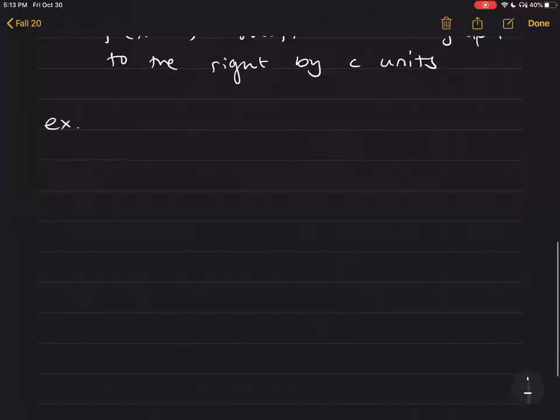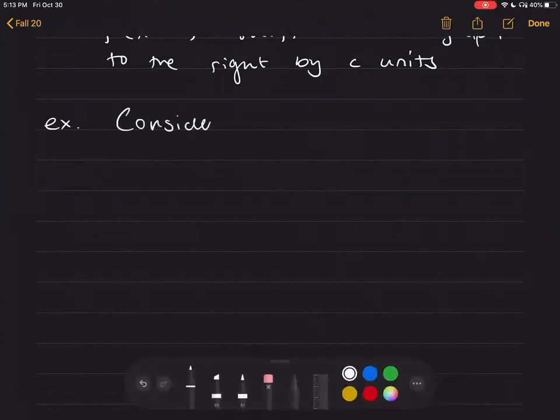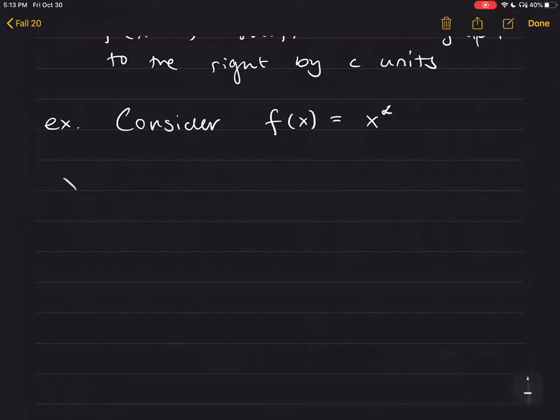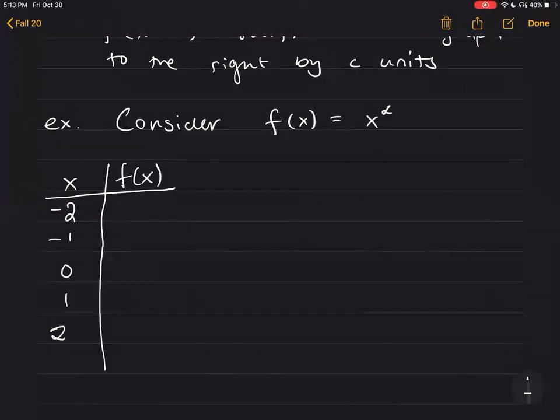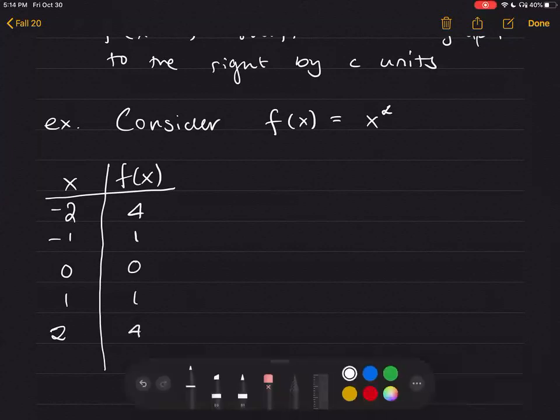So for our base function, let's look at something simple. Let's just do f of x equals x squared. So simple parabola, right? I'm going to graph it, even though we've seen the graph of it already, so that we can compare the original graph to our translated graphs. So if we plug in these points, they go to 4, 1, 0, 1, 4. And if we looked at a graph, x-axis, y-axis, 2, 3, 4, 5.